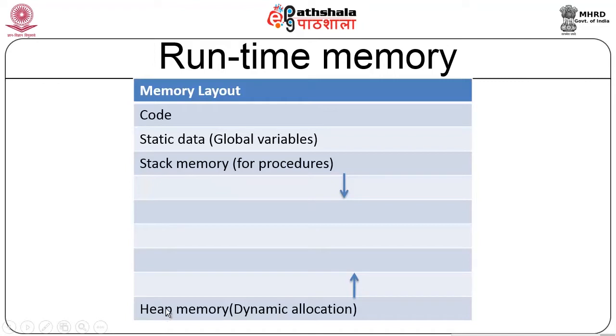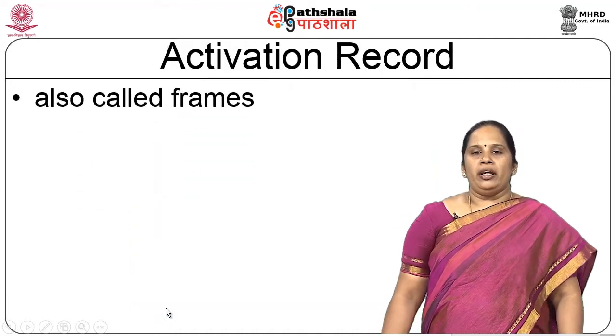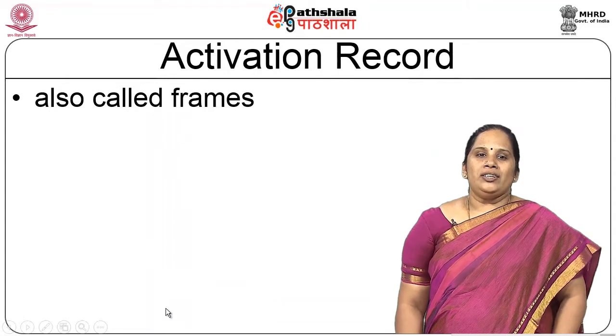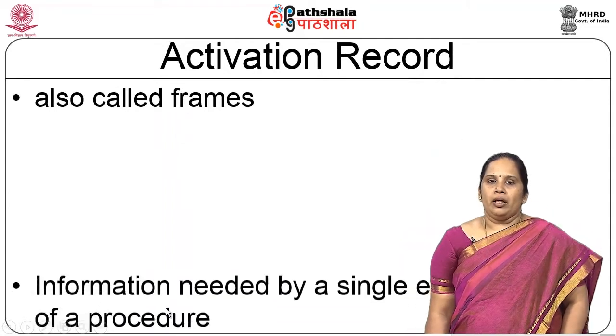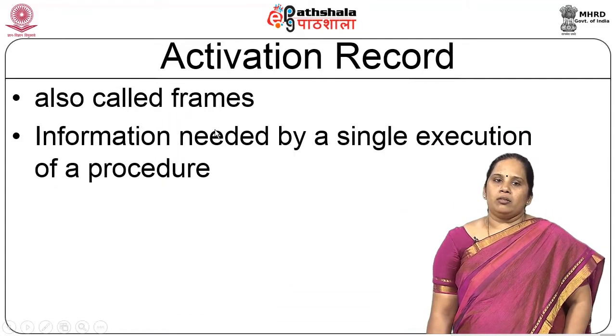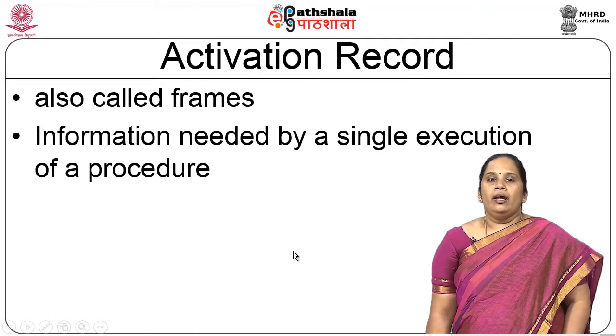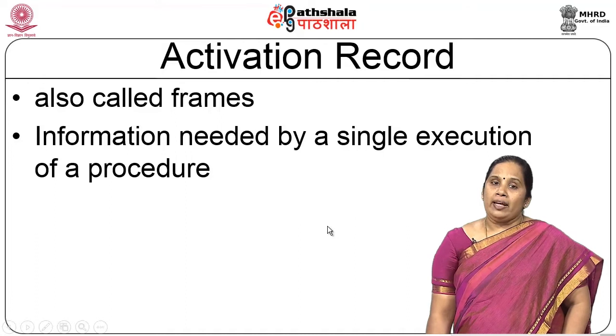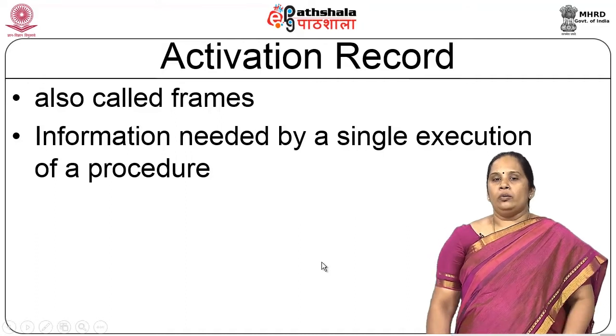This is given by the compiler to the user when there is going to be an explicit request for memory using malloc or new. Now, this memory is managed using what is called an activation record. Activation records are also called frames. Information required by a single execution of a procedure is available in the activation record. Now, there is a calling stack.